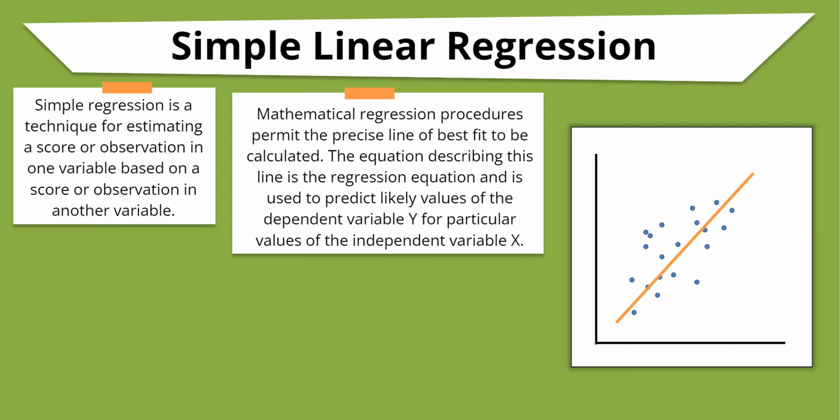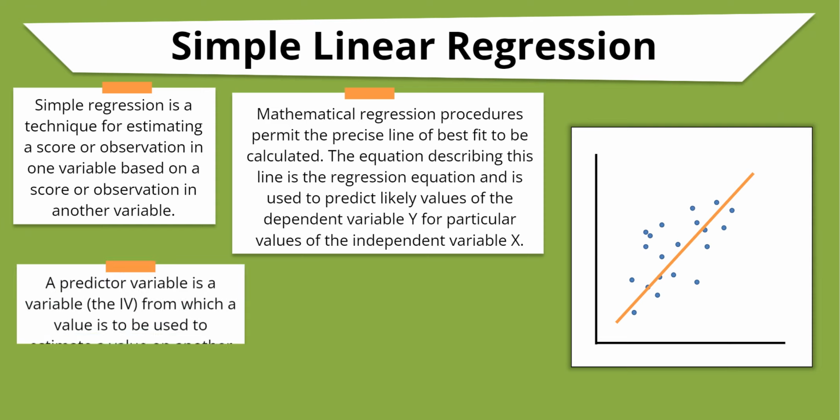The equation describing this line is the regression equation, and is used to predict likely values of the dependent variable y, for particular values of the independent variable x. The line of best fit minimizes the sum of the squared deviations from the line to the dots on the scatter graph, thus errors of prediction will be at a minimum.